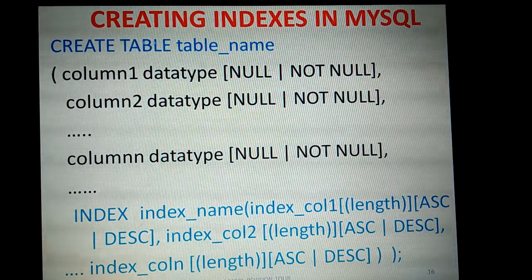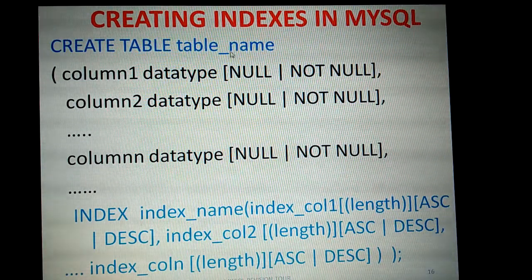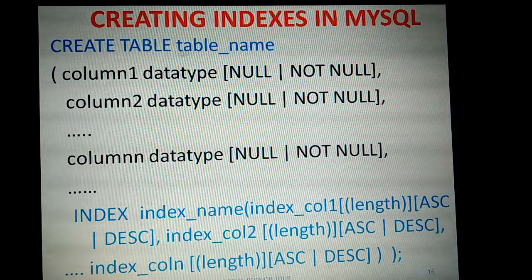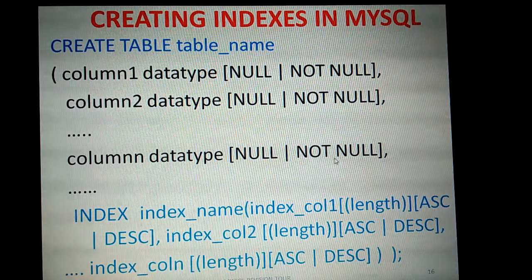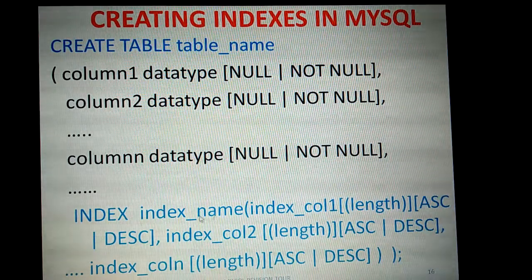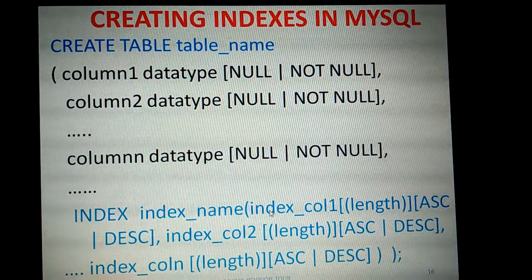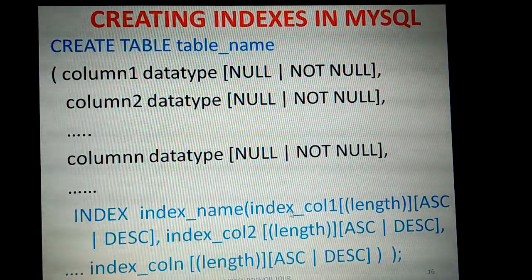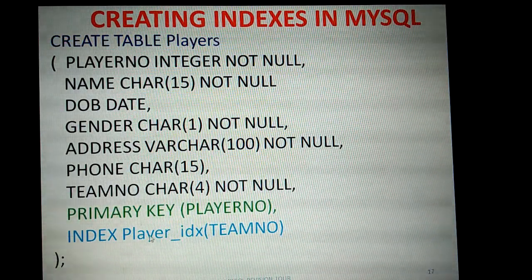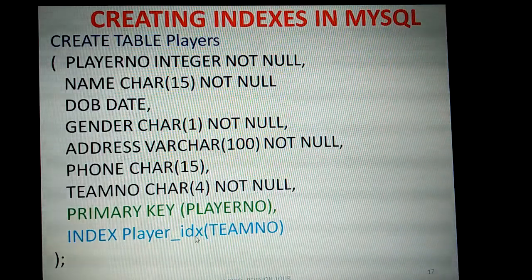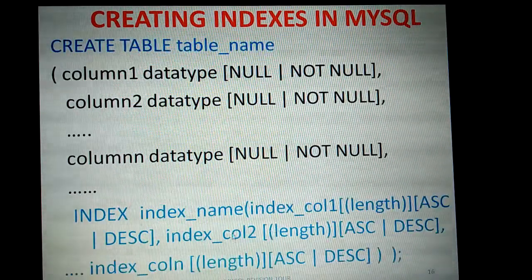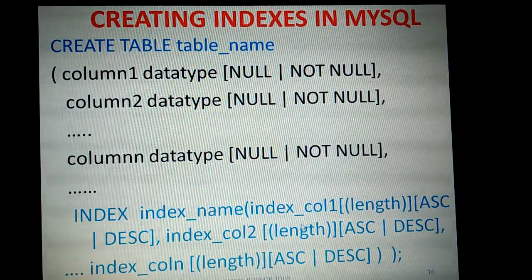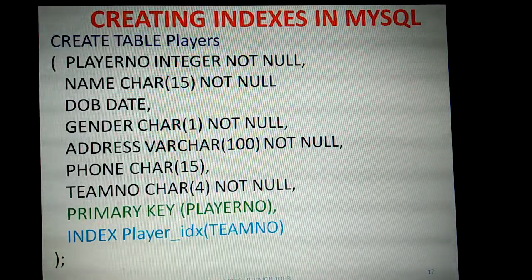Here we will use the index clause. This create table command is similar to how we have seen for creating tables, the same syntax is given. After defining all the columns, their data types and the constraints, we need to give the index clause. Index followed by the name of the index, and then which column you have chosen as the index column is going to be given here. See, player_idx is the name, under which we are going to consider the column name team number as an index column.